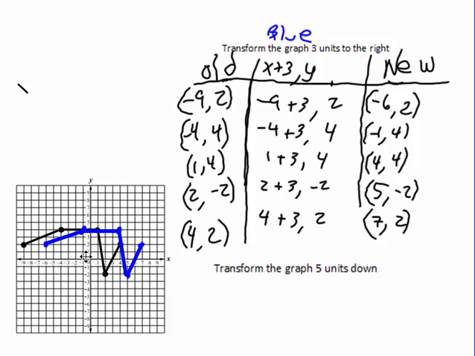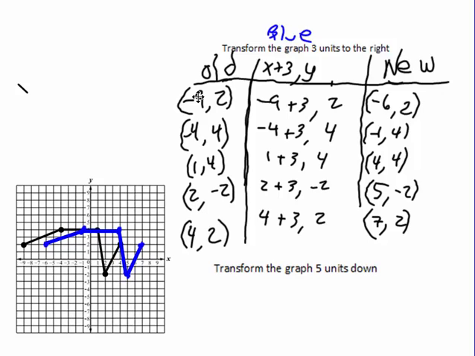Perfect. And yes, essentially, we could have just counted those points over. 1, 2, 3, here's my first one. 1, 2, 3, there's my next point. 1, 2, 3, there's my next point. 1, 2, 3, and 1, 2, 3.